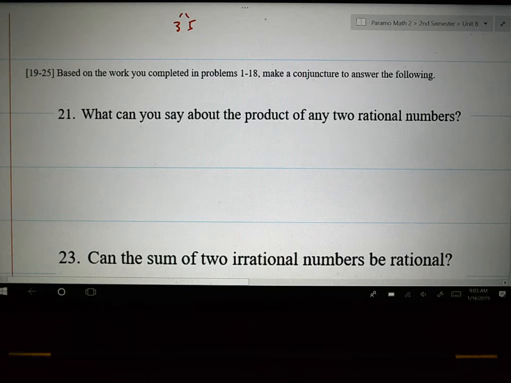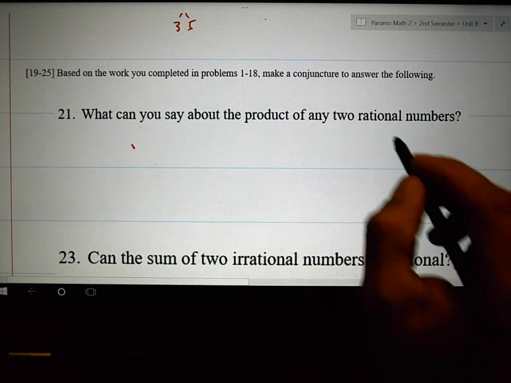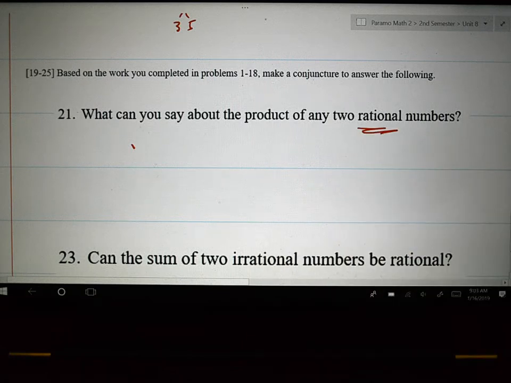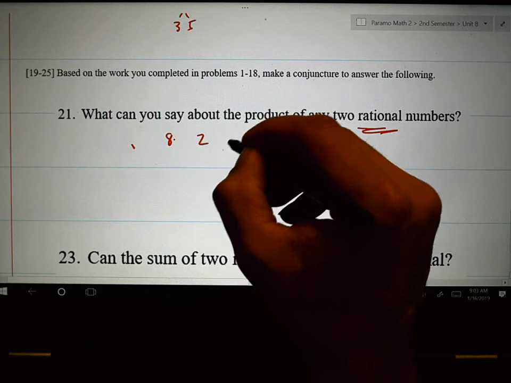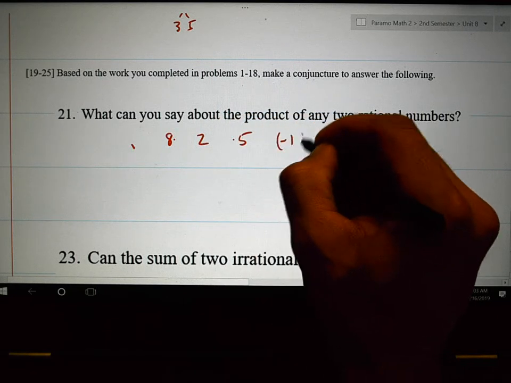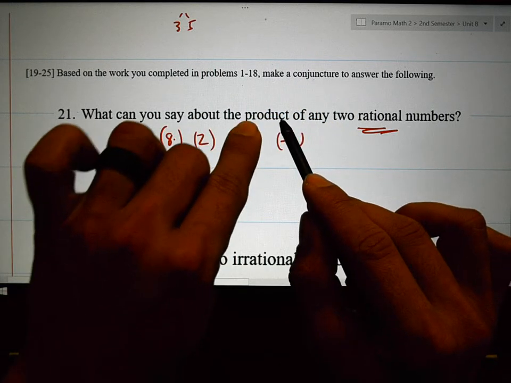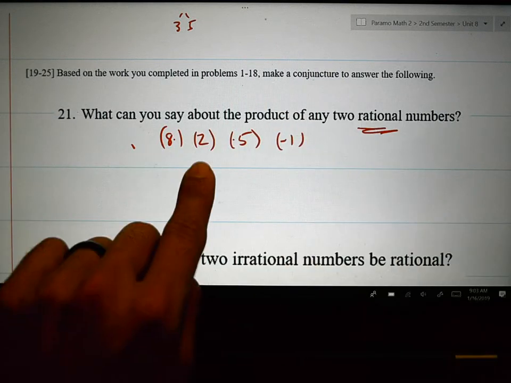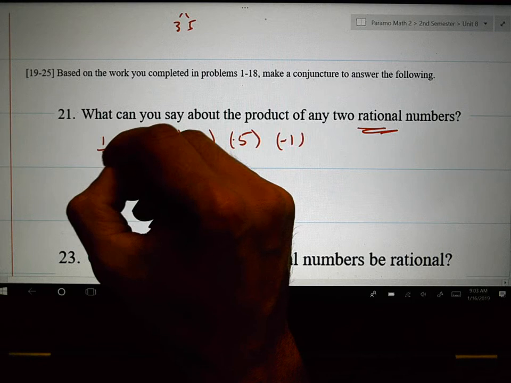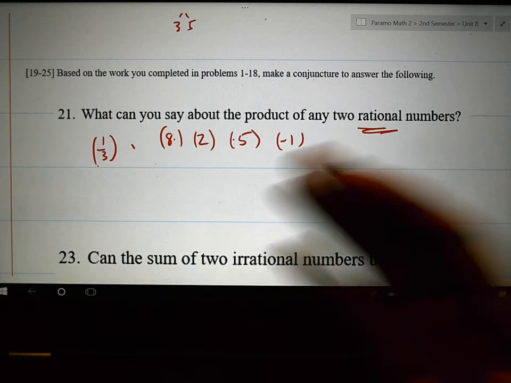So I'm going to give you a couple examples of any two rational numbers. Think of some rational numbers. The 8 was a rational number. 2 was a rational number. 5 was a rational number. -1 was a rational number. What can I say about the product when you multiply any two rational numbers? Think of this one times this one, or that one times that one. Any two rational numbers, think of all the possibilities. That's a lot to think about. Let's think about 5 possibilities instead.